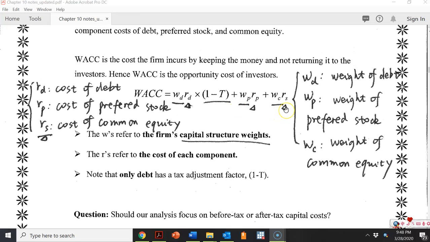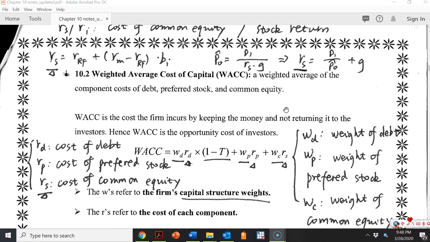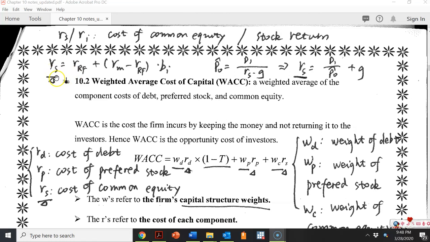And this RS here is the cost of common equity. It's the same as the RS we learned in the CAPM model, the stock return. RS and RI are both cost of common equity, and they're also the stock return. It's also the same as the RS in the constant growth version of the dividend discount model. So RS can also be equal to D1 over P0 plus g.